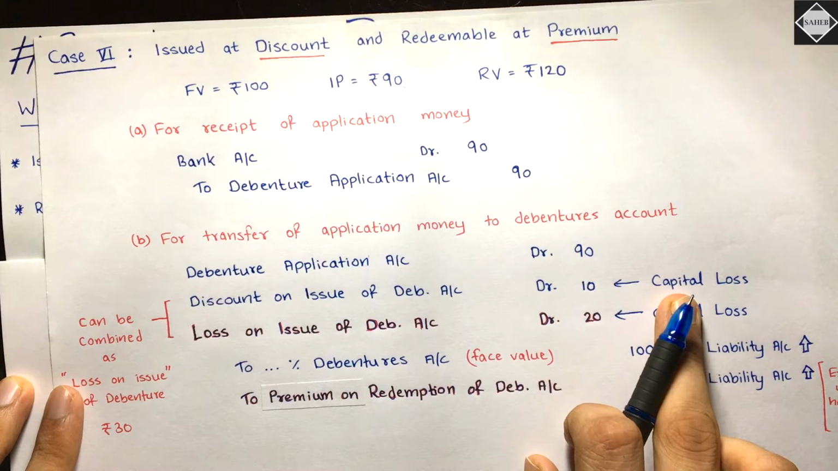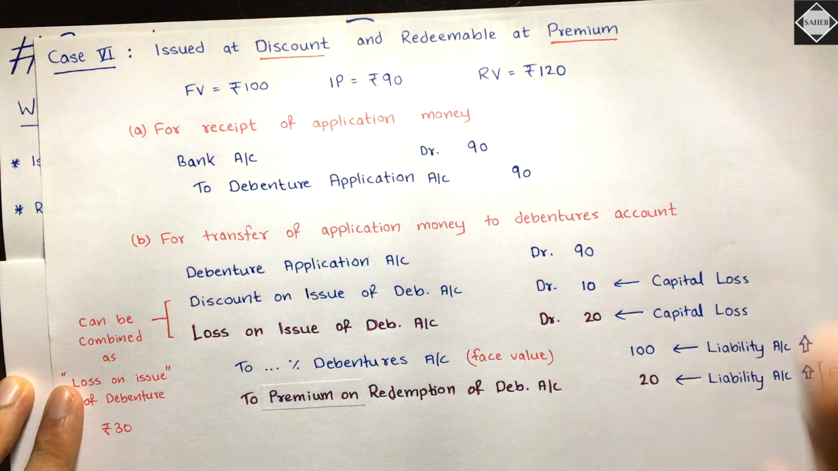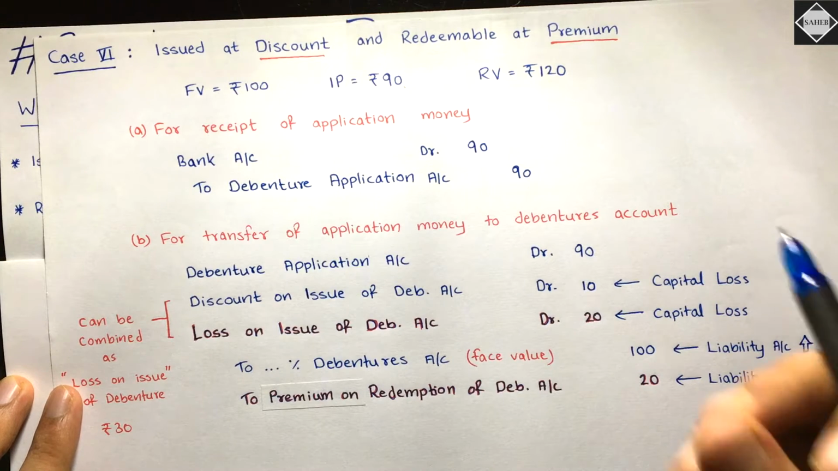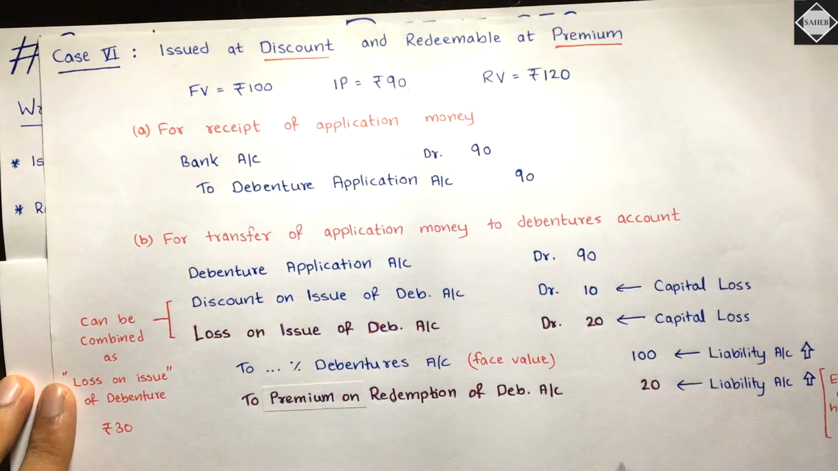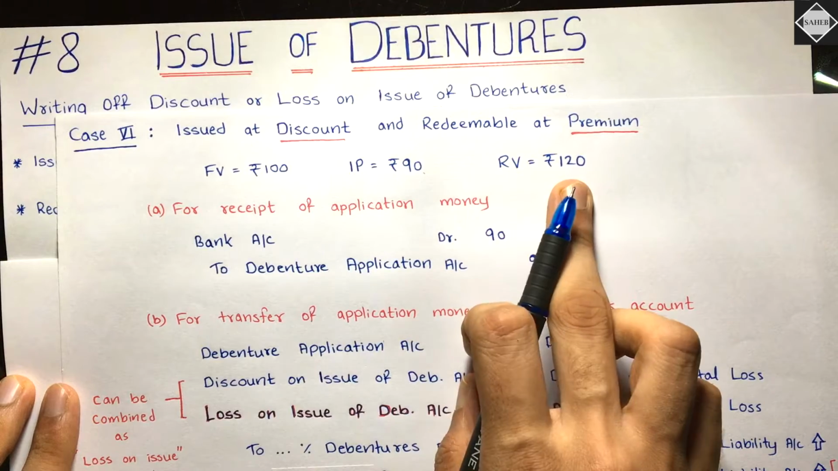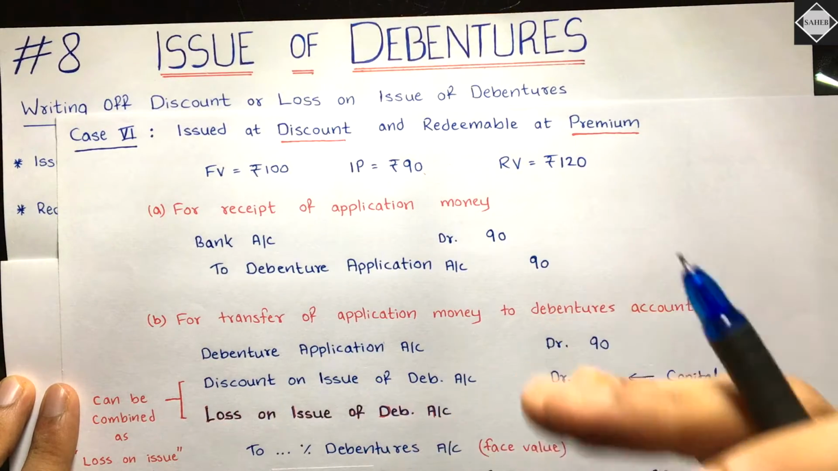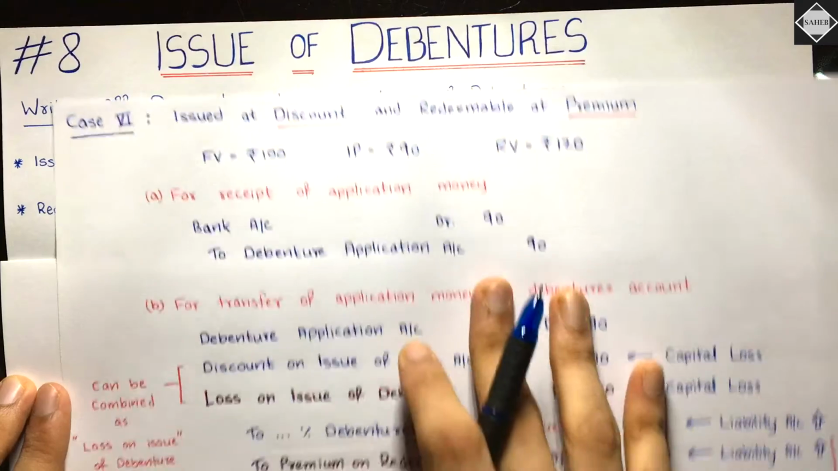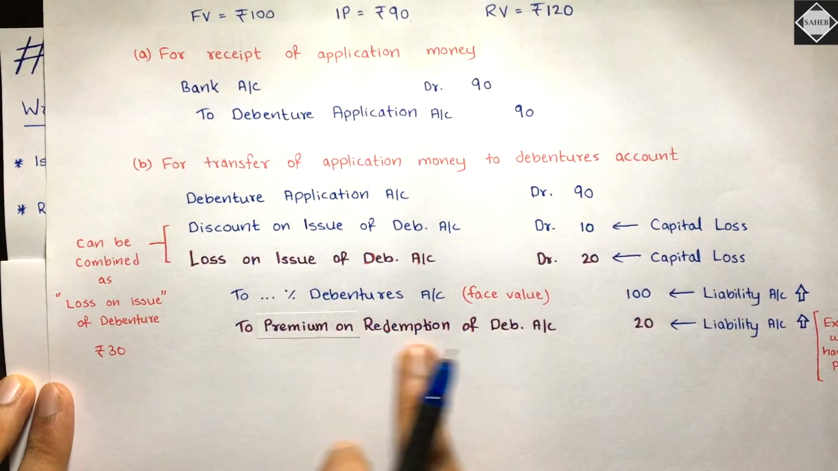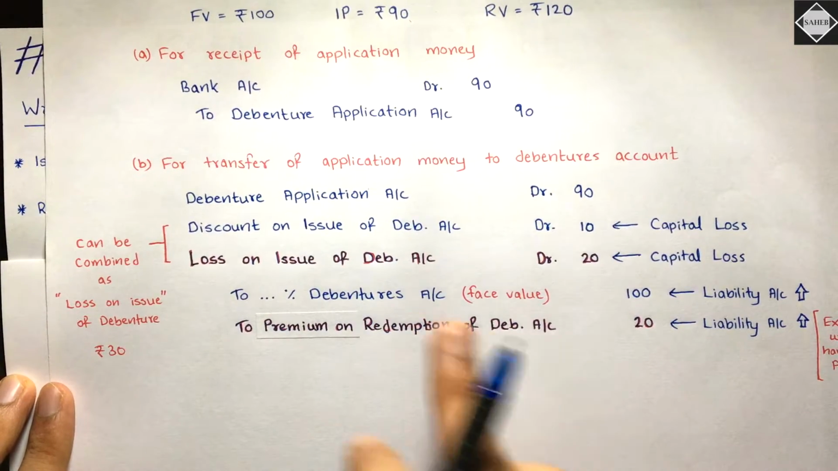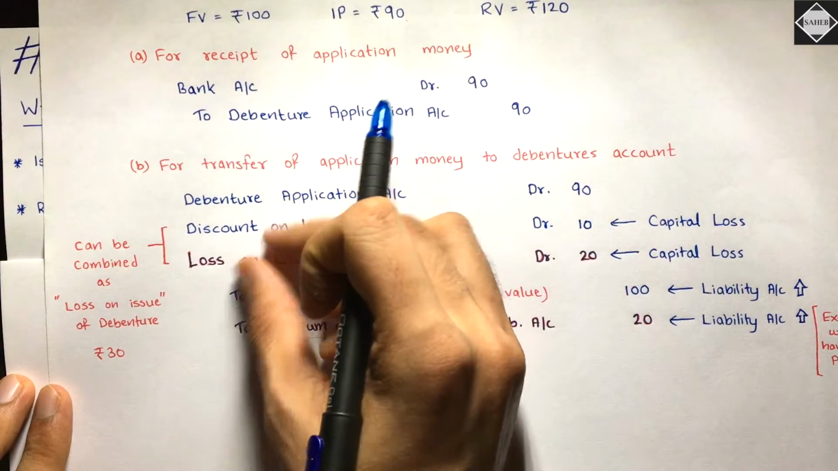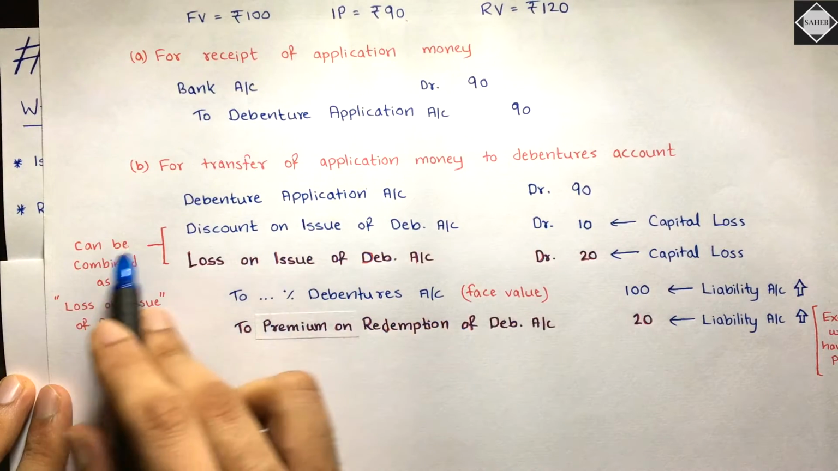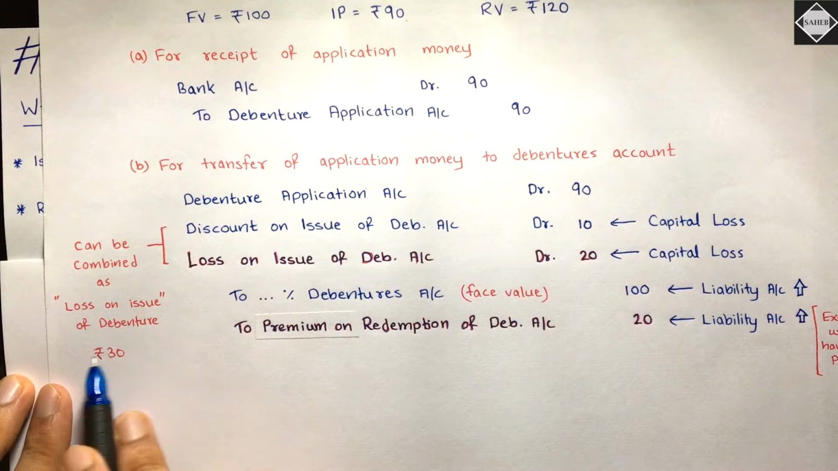This is a capital loss. Losses are always debited, you know that, nominal account rule. Or if you're going with the modern rules, then loss is an expense, and when expense increases, we debit that. And then as I said, redemption value is 120. Redemption is at premium, so 20 rupees extra we are going to pay. That 20 will be recorded over here: loss on issue of debenture, premium on redemption of debenture, 20. Or we can combine these two entries together as just loss on issue of debenture, rupees 30.